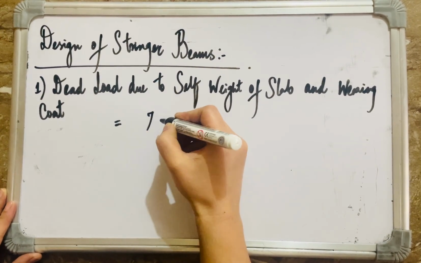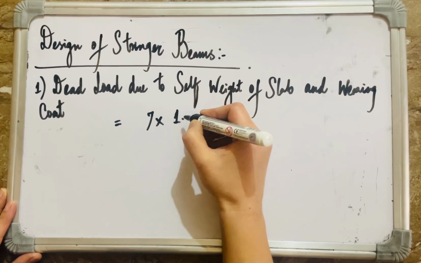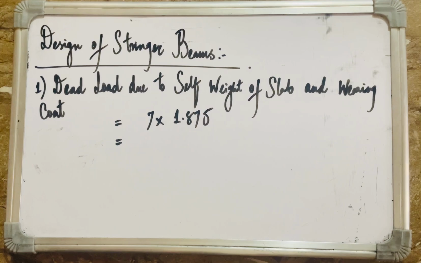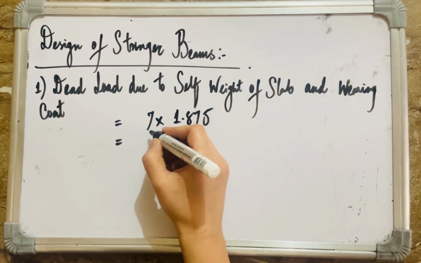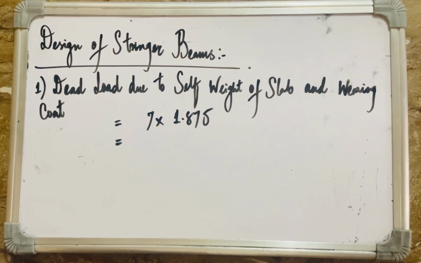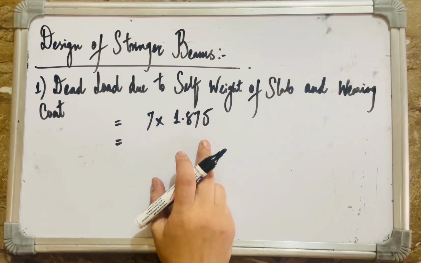That is 7 multiplied by 1.875. This 7 comes from the dead load we calculated earlier, wherein the total dead load due to self-weight of the deck slab and the weight of wearing course came equivalent to 7 kilonewton per meter square. So this is 7 and 1.875 is the spacing.